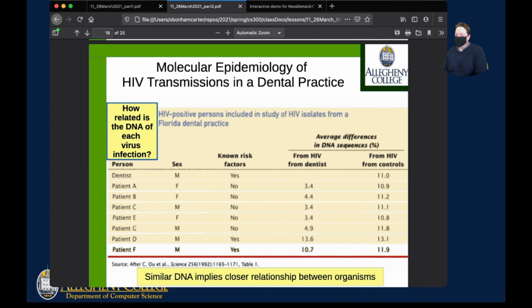On the right-hand side here we see the average differences in DNA sequences. We're looking at the DNA for this particular HIV, not the whole genome, but a specific area, those areas which would be telling of HIV. We're comparing those sequences across the patients who have HIV, and we're finding that patients A through D are similar. For instance, the dentist is 11.0, 10.9 for patient A and patient B. Just think of these as similarity scores. If those scores are the same, that suggests those are very similar sequences.